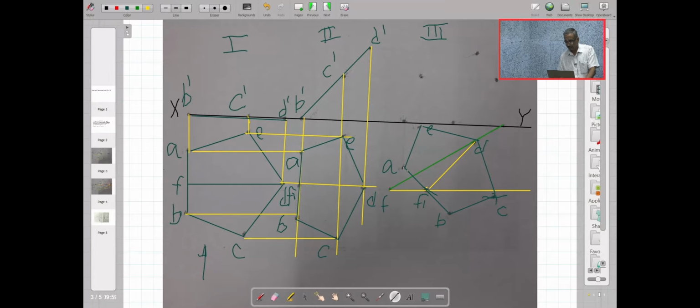So I can draw vertical lines through all these points. So I will be getting vertical lines through all these points. Let me also mark this point F. This will be point D. This will be point C. This will be point B.